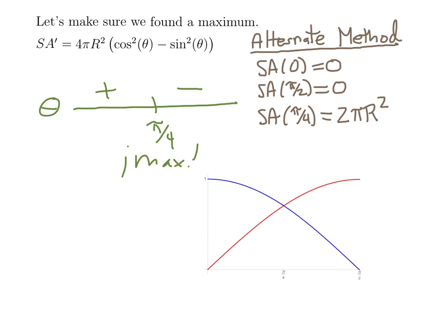You can also double check that you found a maximum just by looking at each and every one of the critical points. The critical points occur where the derivative is 0, where the derivative doesn't exist, that case didn't happen for us, and at the natural endpoints of the problem. So I have plugged in the value 0, which is one of the endpoints, and the value pi halves, which is another endpoint. In both cases, the surface area ends up being 0. However, at the angle of pi fourths, we know the surface area is 2 pi r squared. That's bigger than 0, and so we know we've got a maximum.